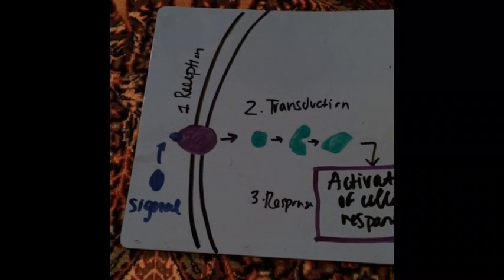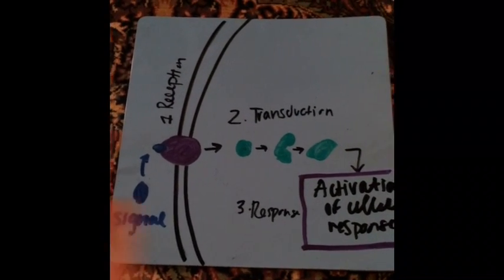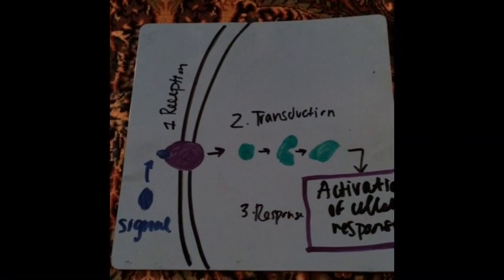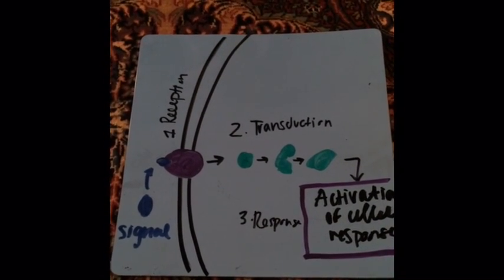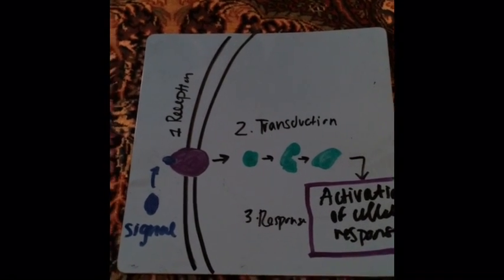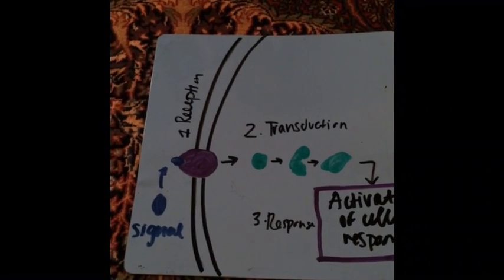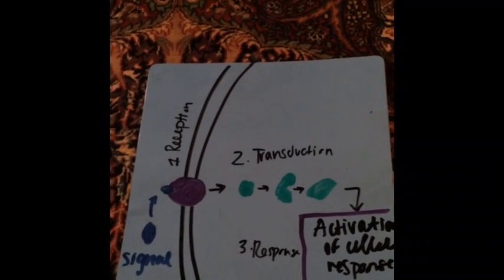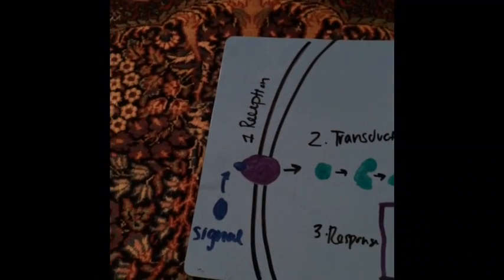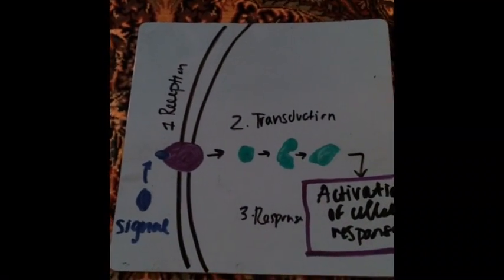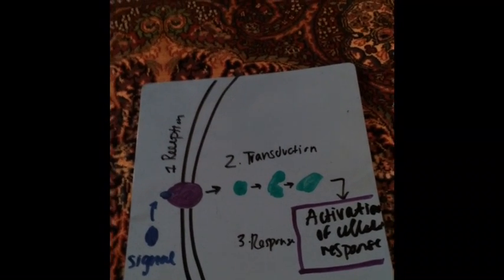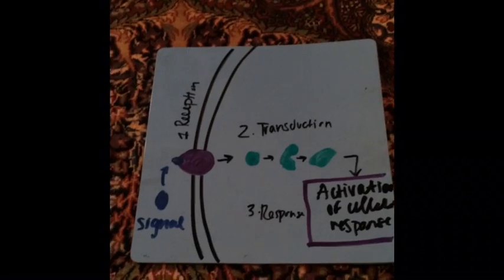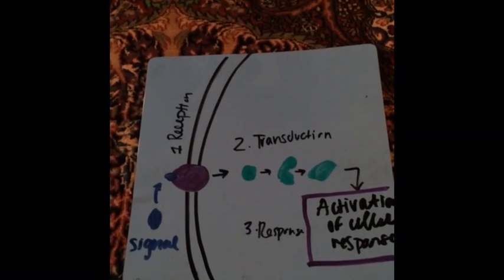The second step is transduction, which is what is happening right here: the binding of the signaling molecule changes the receptor protein in some way, which initiates the process of transduction. The transduction stage converts the signal to a form that can bring about a specific cellular response, and that is where the third step takes place, which is the activation of cellular response. That again is a super basic overview of cellular signaling, and now we're going to get into more specifics.